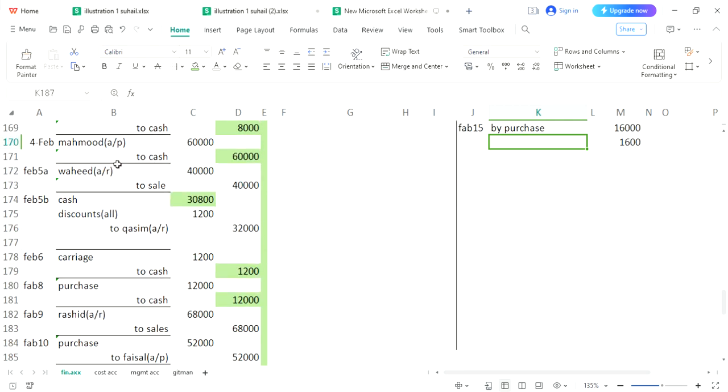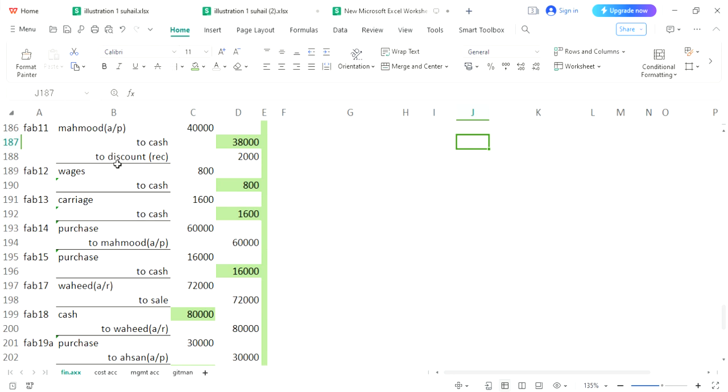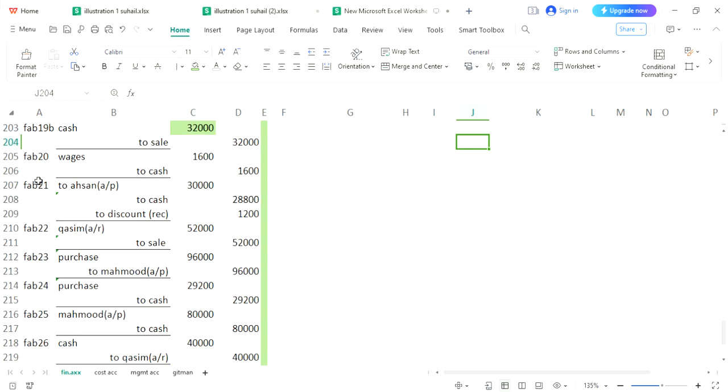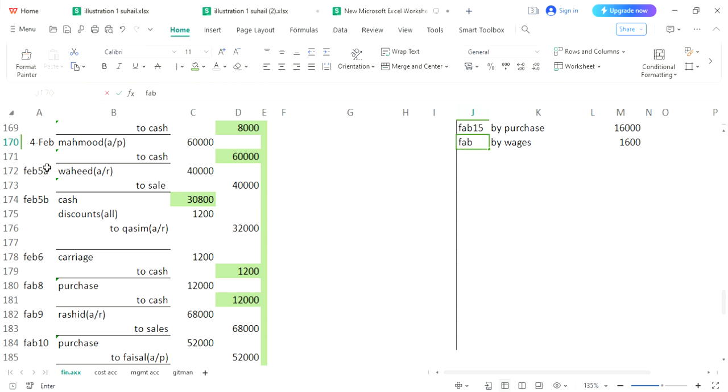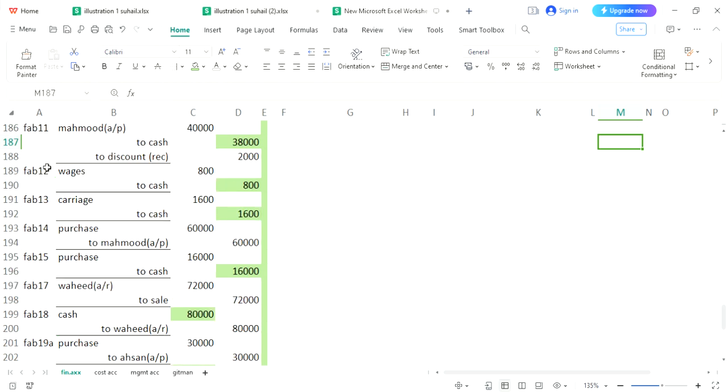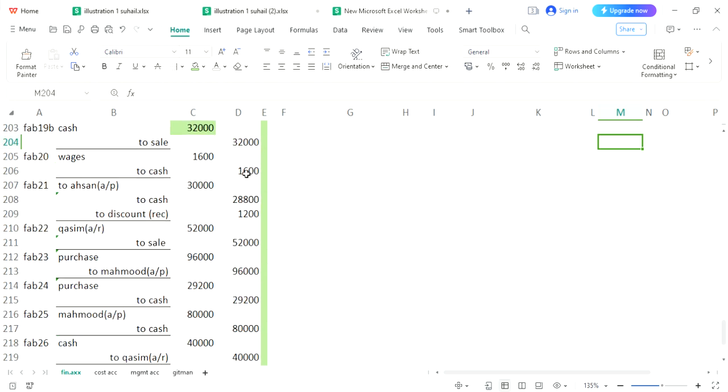Wages. So put wages over here as a reference. Now see for 1600, what was the date? February 20. Here we will write February 20. Date is mentioned, reference is given, and amount has been posted, 1600. It means this 1600 is completed. So we are marking it as a completed entry.